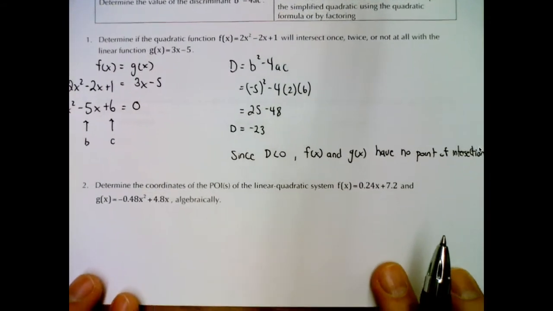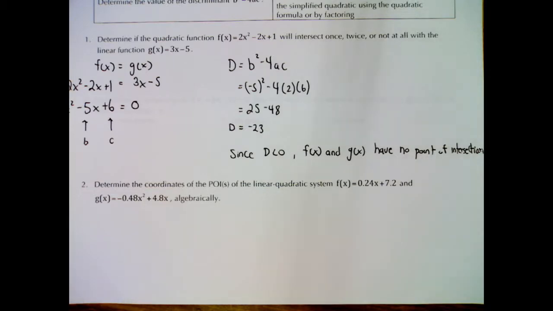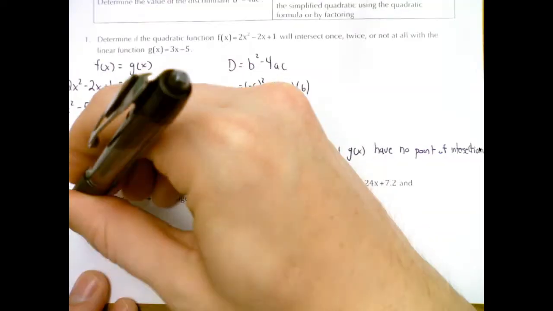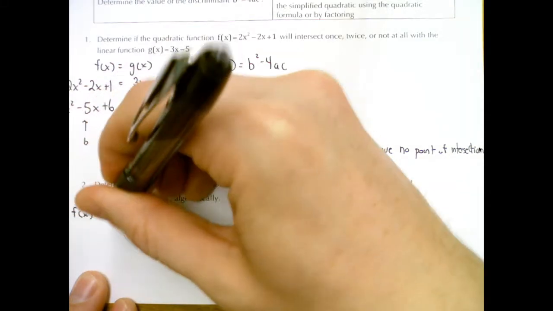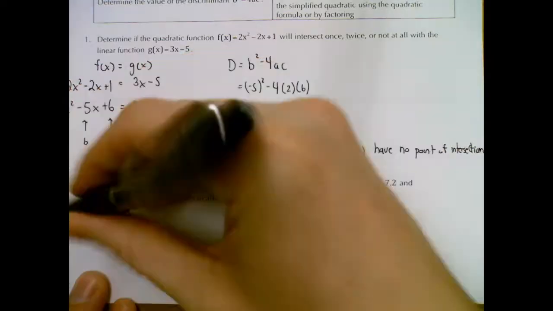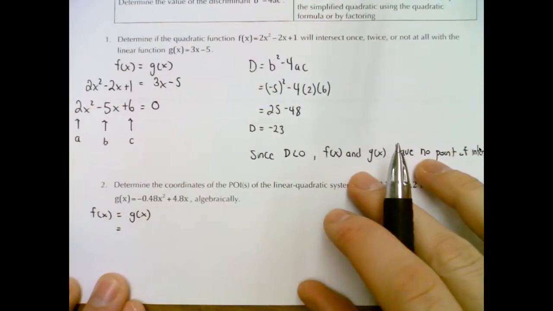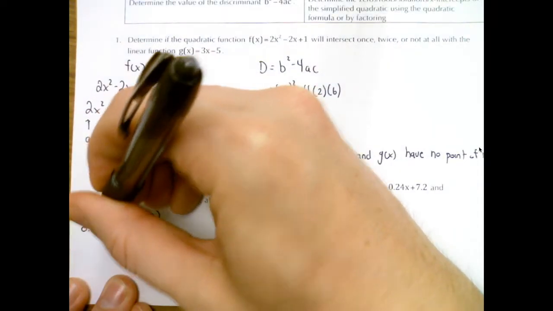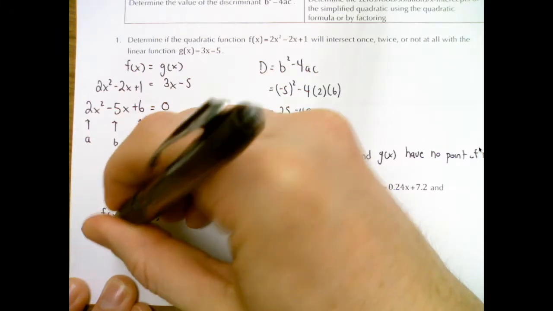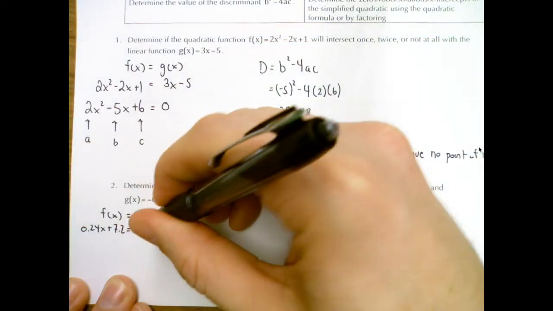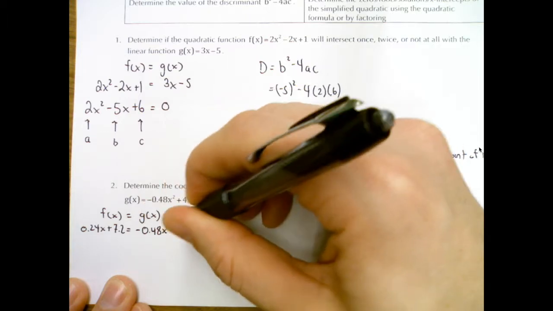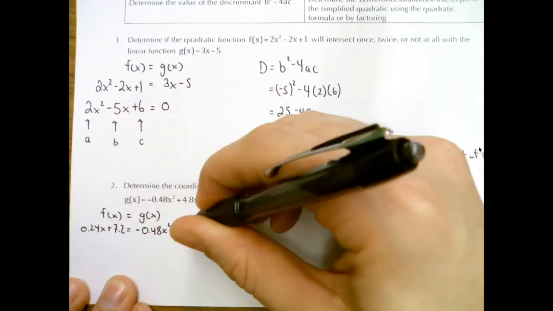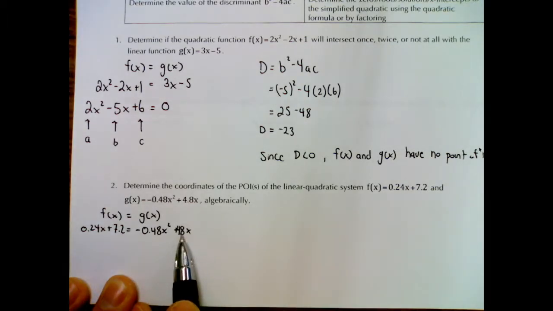Example 2 says determine the coordinates of the points of intersection of the linear quadratic system. So similar process to start. We're going to set them equal to each other. f of x equals g of x. f of x is my line, 0.24x plus 7.2, and g of x is my parabola, 0.48x squared plus 4.8x.